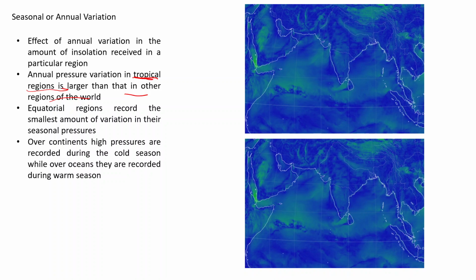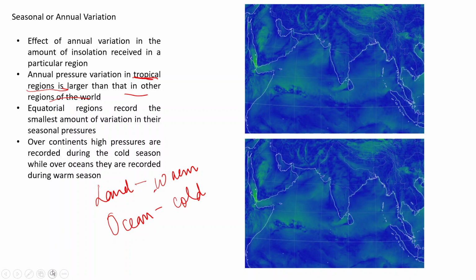Now, the third last point in this is that over continents, high pressures are recorded during cold seasons, while over oceans they are recorded during the warm season. So it is exactly reverse. If you remember, the continents, the land masses, had the highest temperatures during the warm season, while the oceans had the highest temperatures during the cold season. So high temperature is always associated with low pressure.